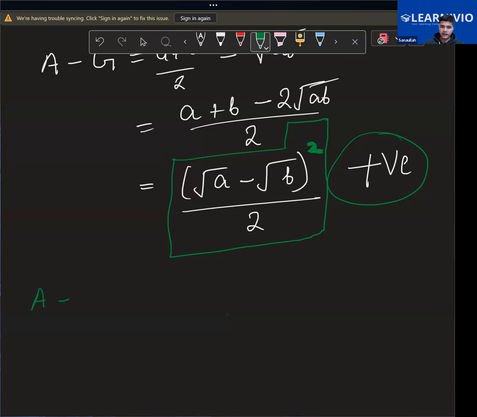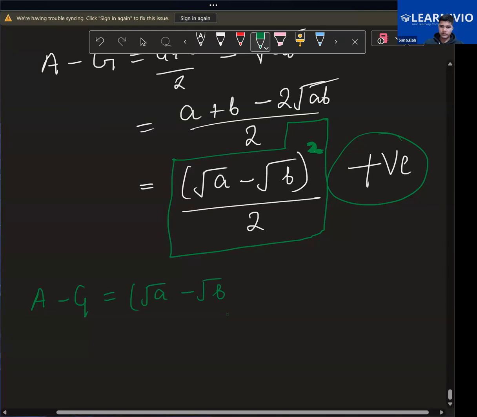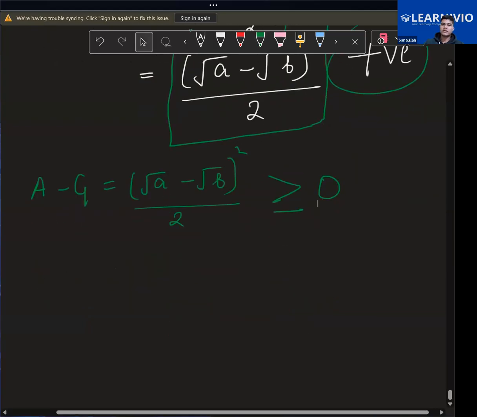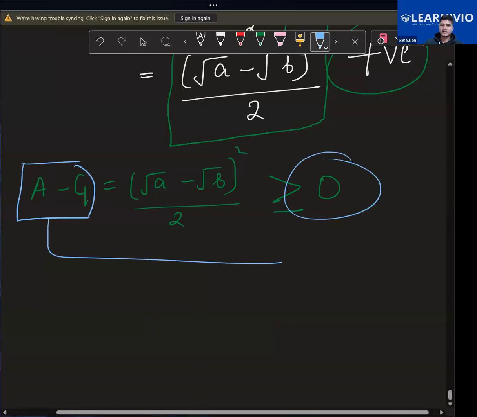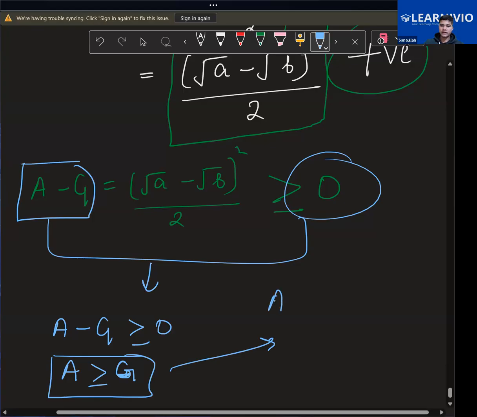A minus G is equal to (root a minus root b) square over 2. This is greater than or equal to 0. So considering these two terms, A minus G is greater than or equal to 0. That means A is greater than or equal to G. That means arithmetic mean is greater than or equal to geometric mean.